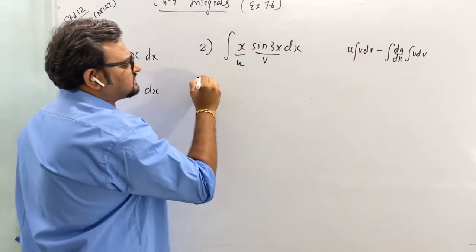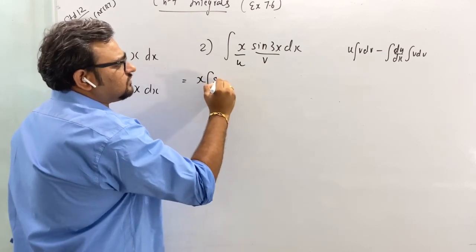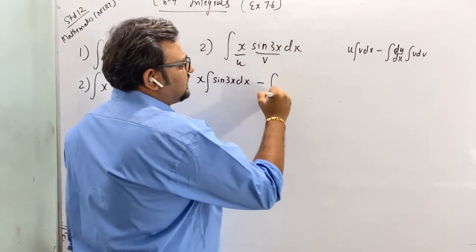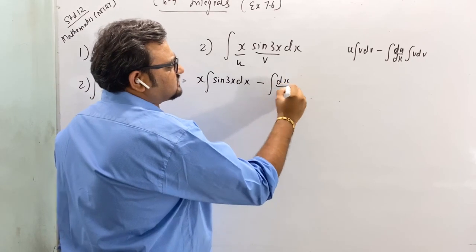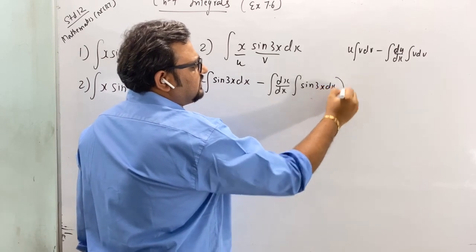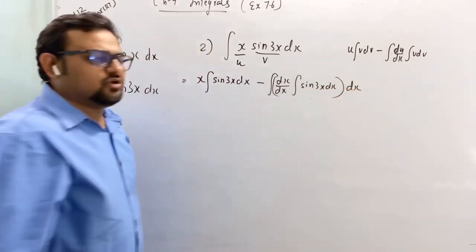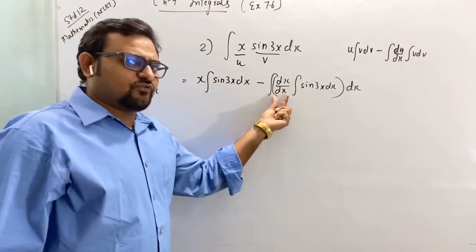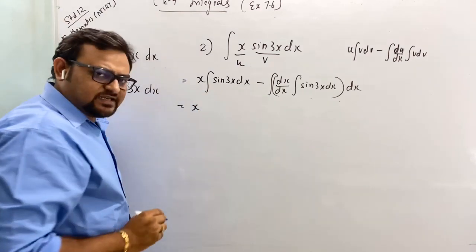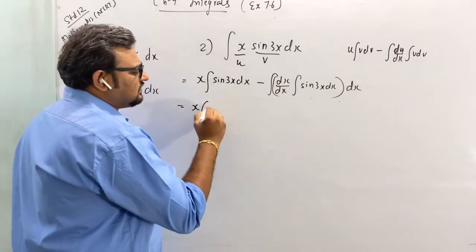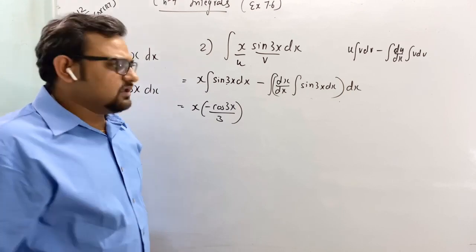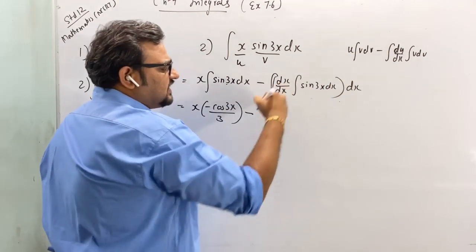So u as it is, x as it is, integration of sin 3x dx, minus the integration of derivative of u, that is f dash x, times the integration of sin 3x dx, whole dx. Clear? So this will be equal to x as it is, integration of sin 3x is minus cos 3x divided by 3, minus the integral, dx.